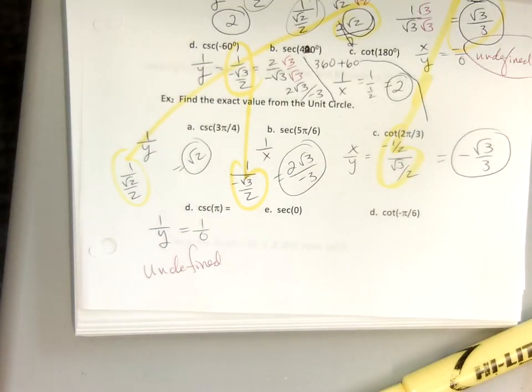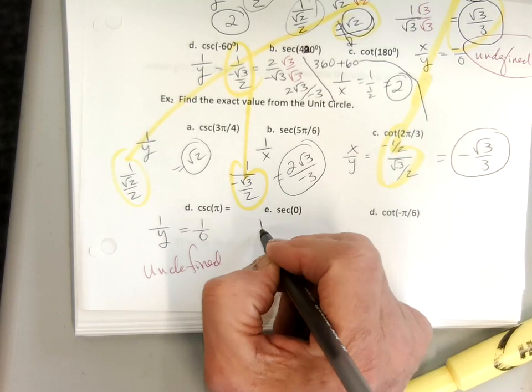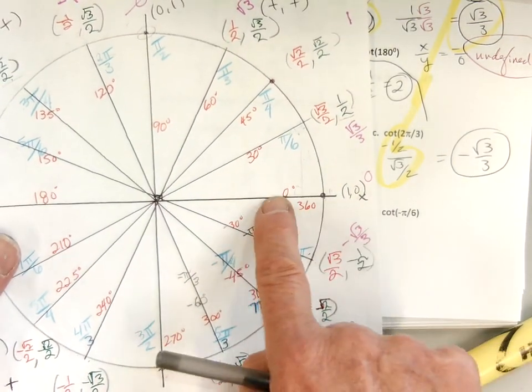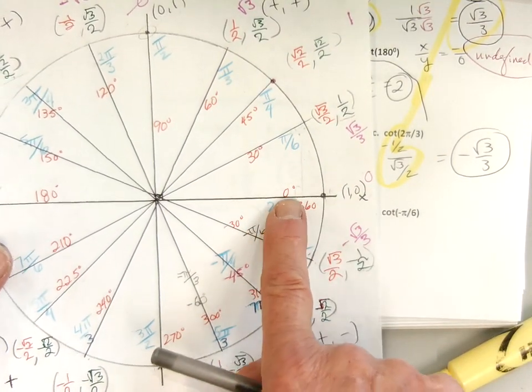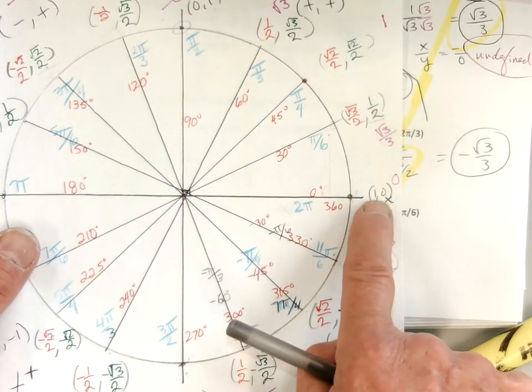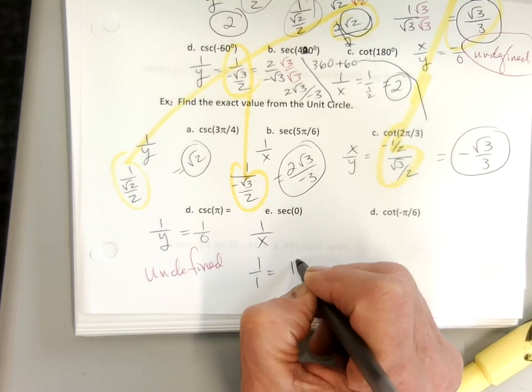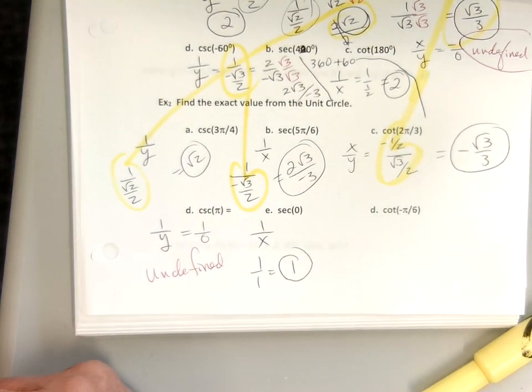Secant of 0. Secant is 1 over the x value. And 0 is 0 right there. 0 radians, 0 degrees, whatever. Secant's 1 over the x value, which is 1. That's easy. I got 1 over 1, which is just 1. Okay.